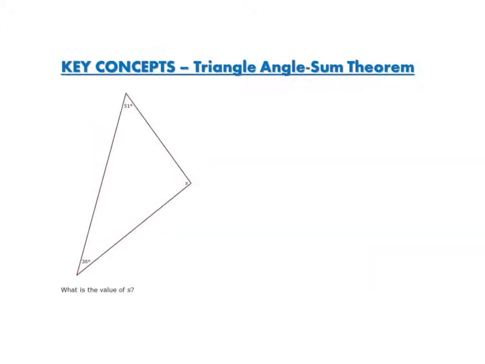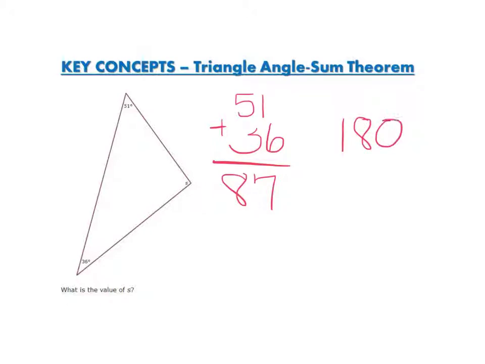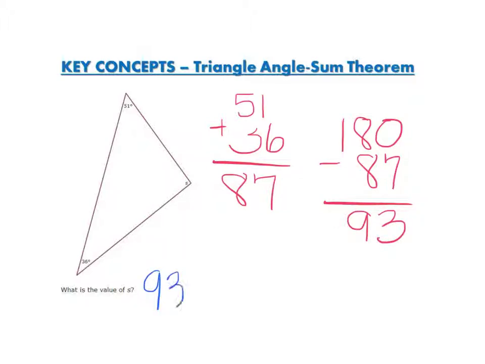Here we have a triangle with two known measures. One is 51 degrees, one is 36 degrees. We are to find the value of S. You can do this a couple different ways. I usually like to add the angles that I know, which is 51 plus 36, and that's 87. Then I take 180 degrees minus 87, and I get 93. So the value of S is 93, or 93 degrees.